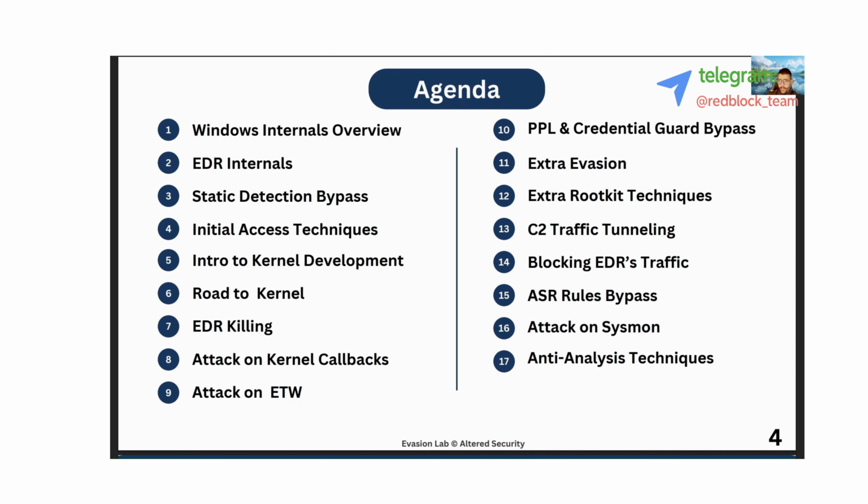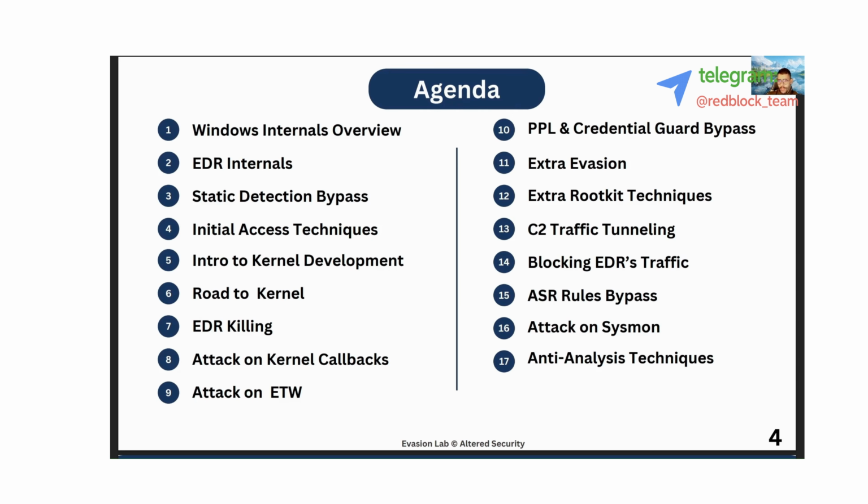Eighth, attack on kernel callbacks, exploiting kernel callbacks for evasion, and using both rootkit and vulnerable driver. Ninth, attack on ETW, evading detection by bypassing Event Tracing for Windows (ETW) by abusing a vulnerable driver. 10th, PPL and Credential Guard bypass, breaking into protected processes and stealing credentials.